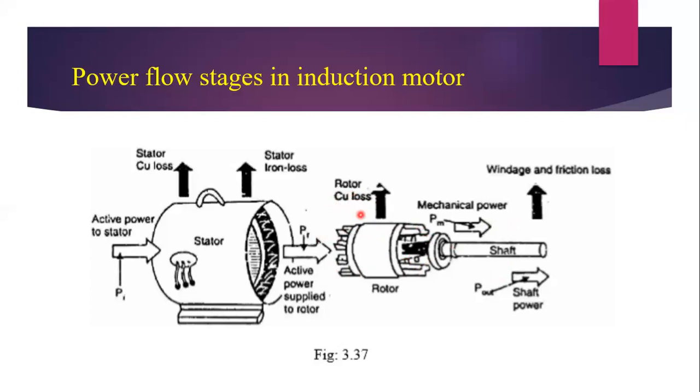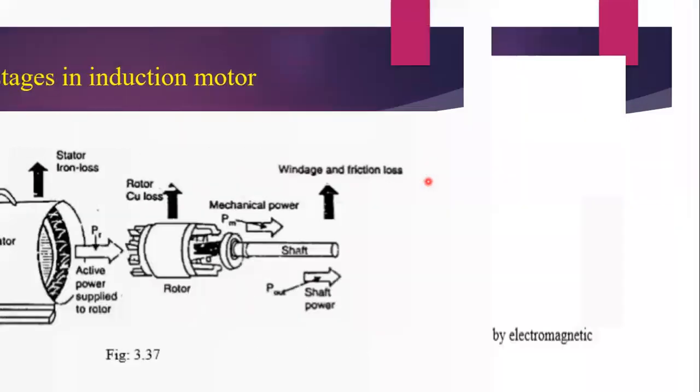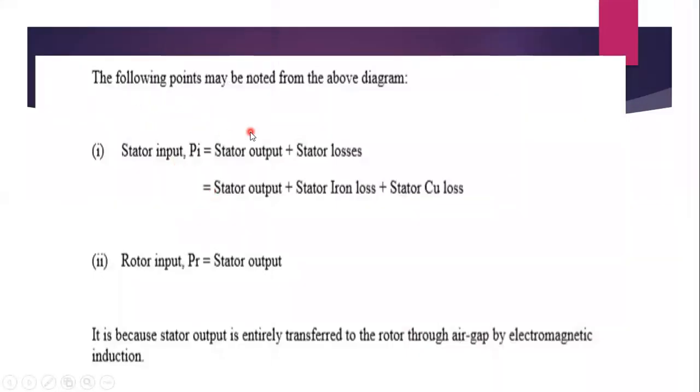So how do we recover this slip power? By using schemes such as static Scherbius and static Kramer. Understood? So these are the following points.